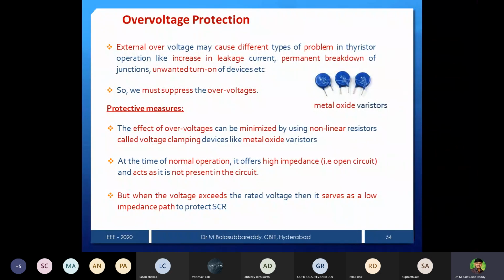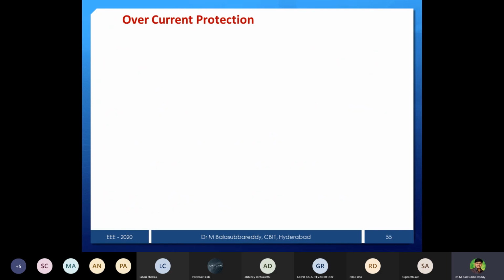Whenever the voltage exceeds the rated voltage, due to whatever abnormalities happen for whatever reason, it serves as a low impedance path to protect the SCR. If it serves as a low impedance path, it will automatically allow a high current to pass through, so it will minimize the dI/dt. In turn the dV/dt, the voltage, is also going to be minimized. That is the reason we use it as a non-linear resistor. So that is the protection measure for overvoltages.